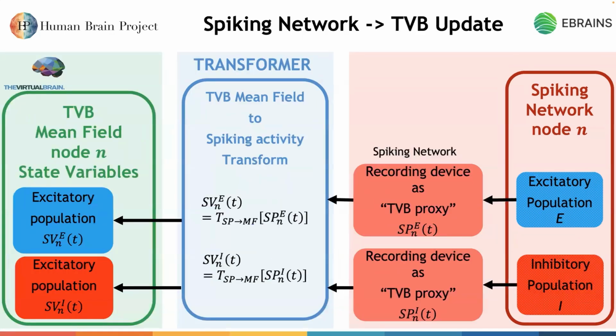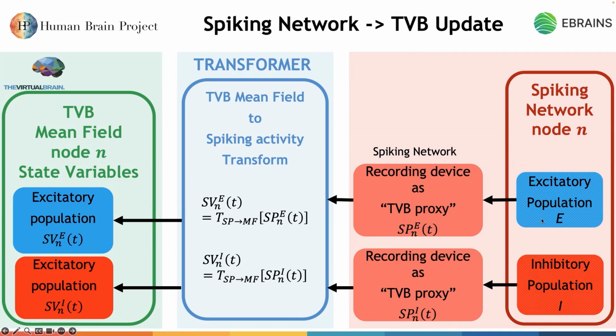Now, in the other direction, as we said, we need to update the TVB activity of node N with the spiking activity of the same node, since this node that is implemented in the spiking network is still represented in the TVB network. So this is more straightforward. For every population that has a mapping to a state variable on the TVB side, we need to record its activity. So again, we need a proxy for every such activity.